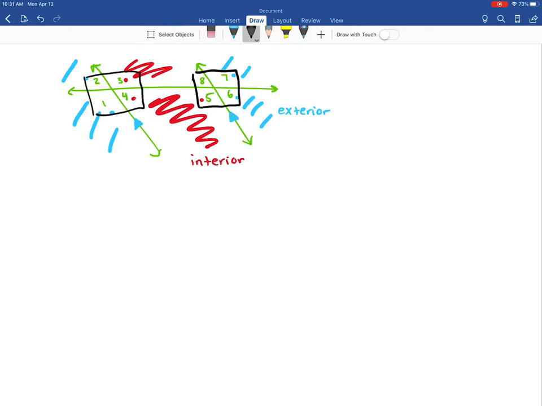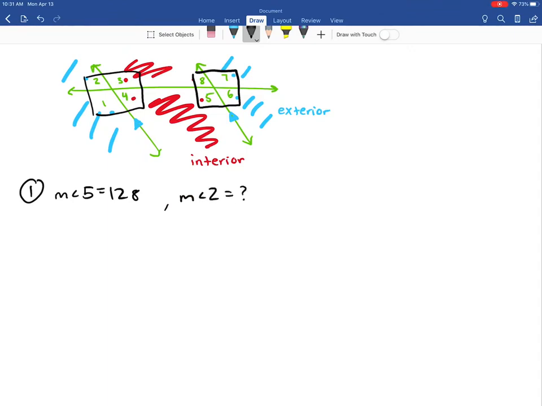So player 2 and player 8 are in the same position. They're corresponding, which means they're congruent. 3 and 7 are in the same position, so they're corresponding and they're congruent. Same with 1 and 5 and 4 and 6. So now let's look at number 1. Number 1 says the measure of angle 5 is 128. And it wants me to find the measure of angle 2.